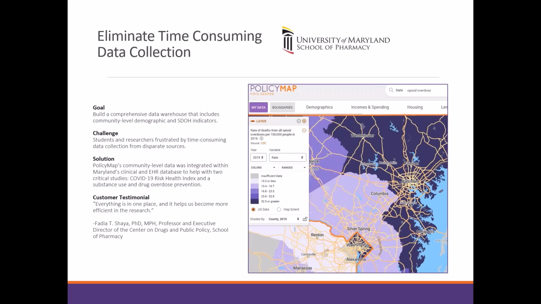And this integration aided in two critical studies at the university. One was the COVID-19 Risk Health Index and the other was substance use and drug overdose prevention. So it was really just a great example of how PolicyMap simplified the collection of that data. It allowed them to integrate our data with theirs and to do this research. And it made it much more efficient for the researchers and students. And so as we look at PolicyMap data, keep in mind that you can license our data for use by your researchers at your university or organization.